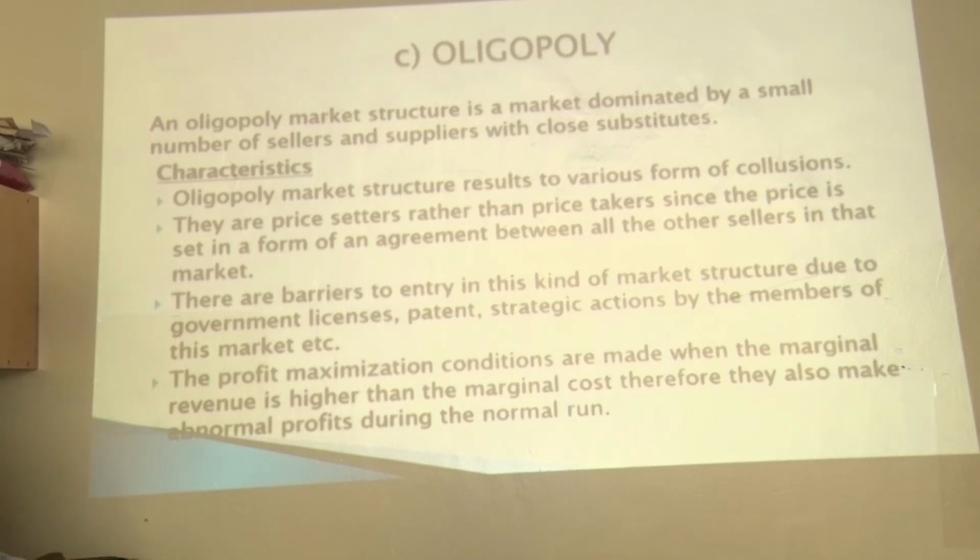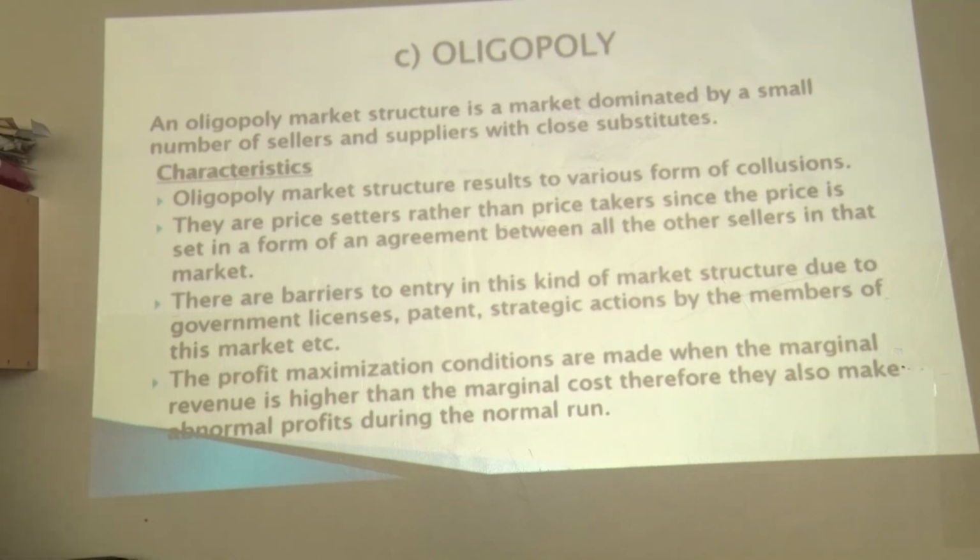The other type of market is oligopoly. An oligopoly market is a market structure in which the market is dominated by a small number of sellers and suppliers with close substitutes. The characteristic is that an oligopoly market results in various forms of collusion. So in this type of market, we have very many collusions, different companies coming together to do business together. The other thing is that they are price setters rather than price takers, since the price is set in the form of an agreement between all the other sellers in the market. So they are the people who set the price rather than price takers.